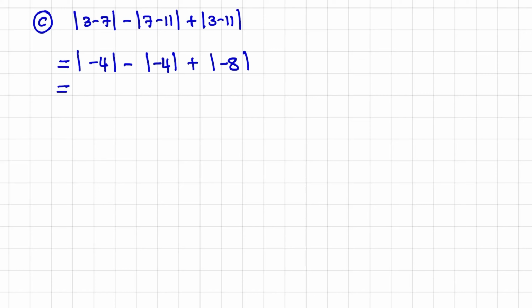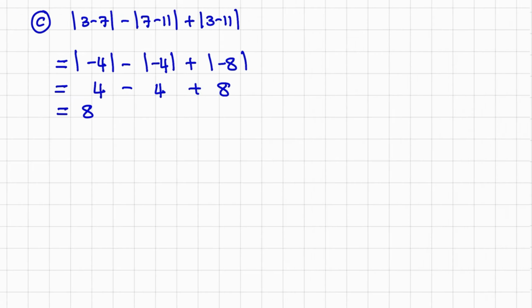And when I simplify further, I have the absolute values as 4 minus 4 plus 8. Notice that this middle term does not become negative, but I simply bring down the negative. But the absolute value of -4 is equal to plus 4. And that leads me to my final answer of 8.